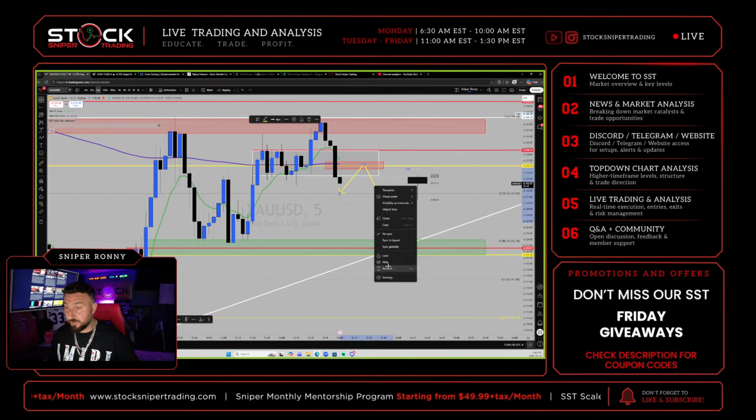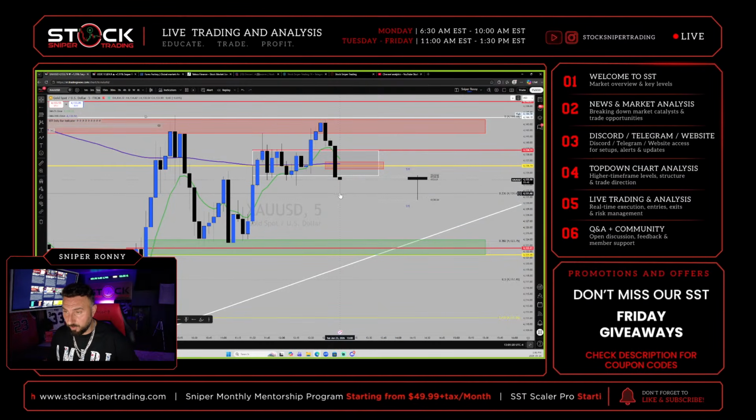Okay, now we've got a wick. Will the body turn blue? It came down, created a new low, now flipping. Will the candle turn blue and come in here? Or is it still holding that black opening to continue to push down?